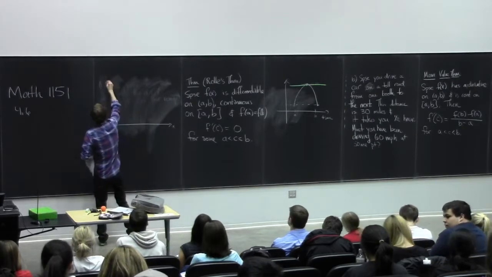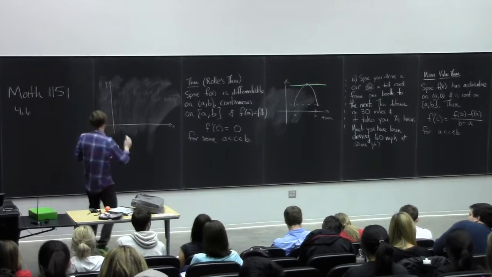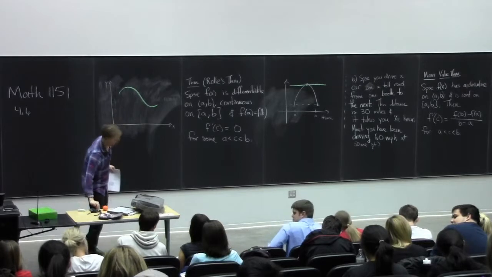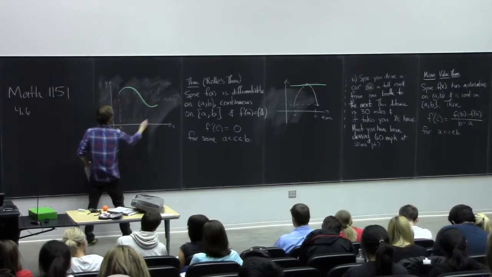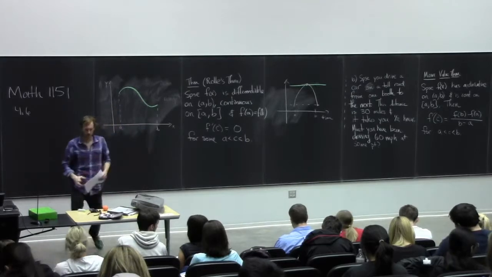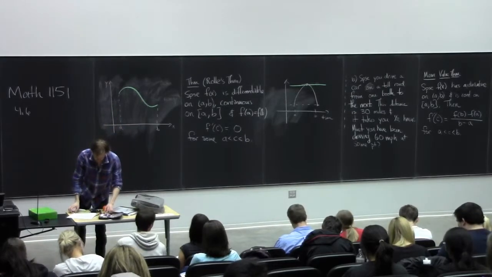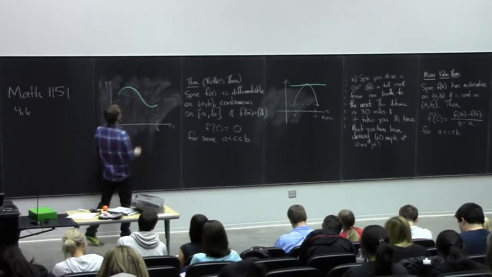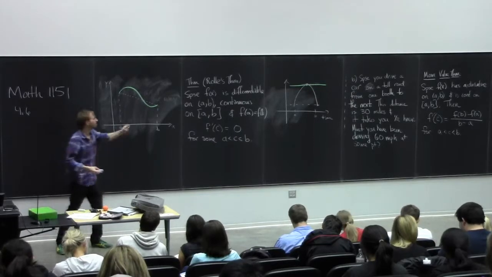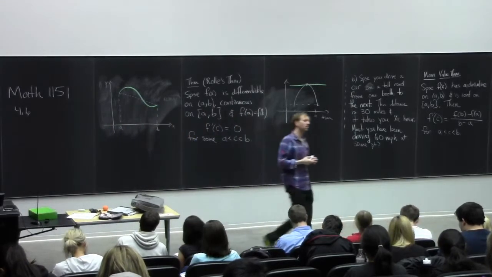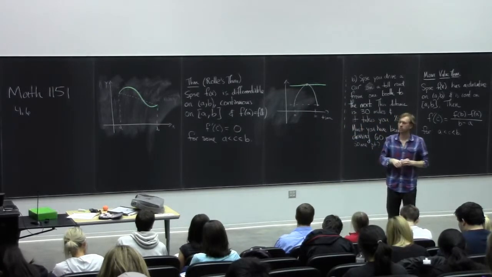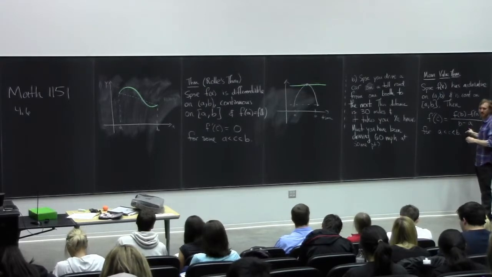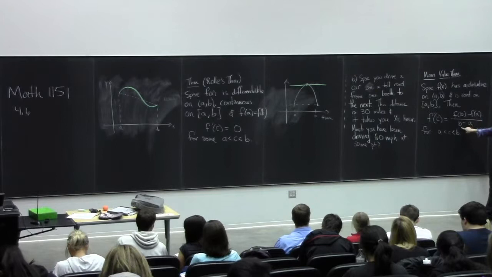Here's x. Here's y. Here's my function. Looks nice and smooth. Here's a. Here's b. And the mean value theorem says, hey, what you do is you connect a and b. Look, what's the formula? What is slope again? How do you compute slope? Rise over run. This is rise over run, right? y2 minus y1 over x2 minus x1.